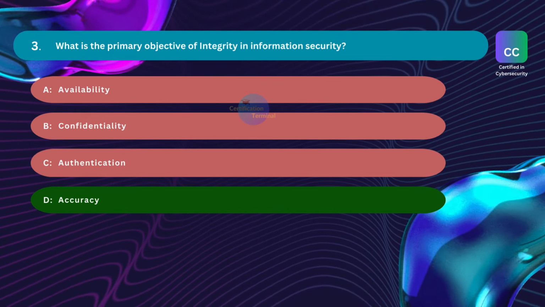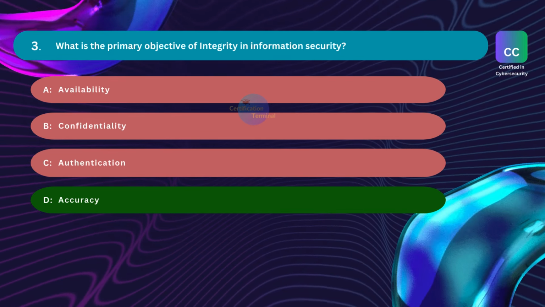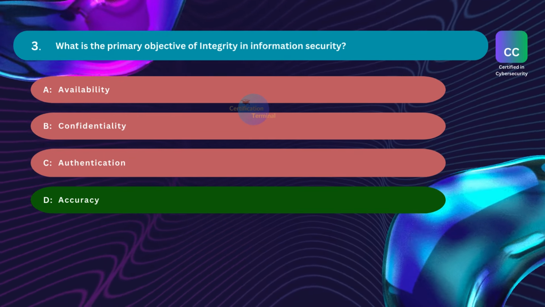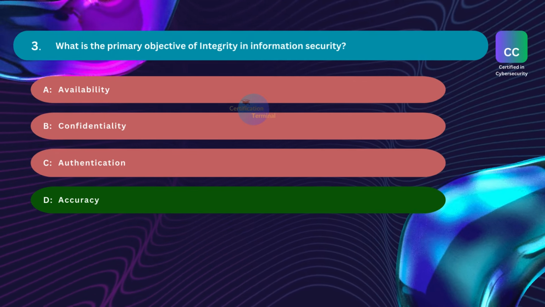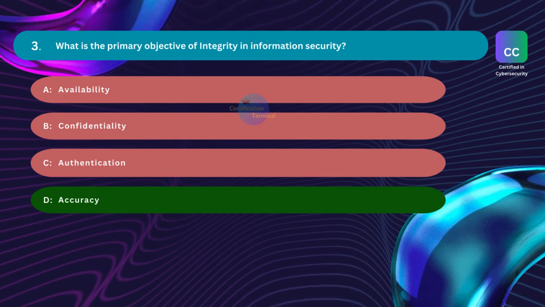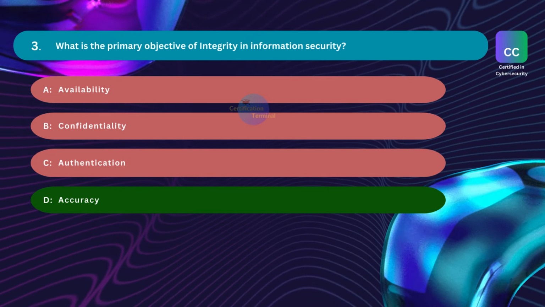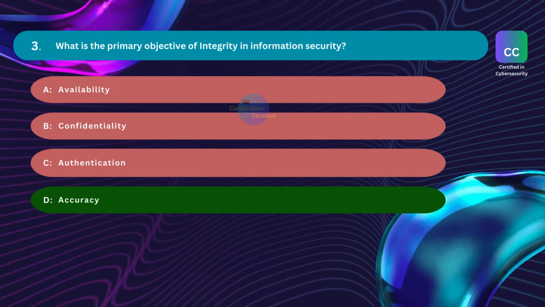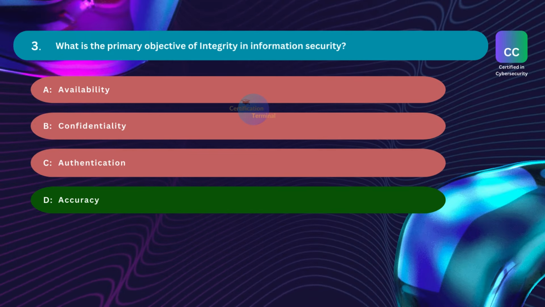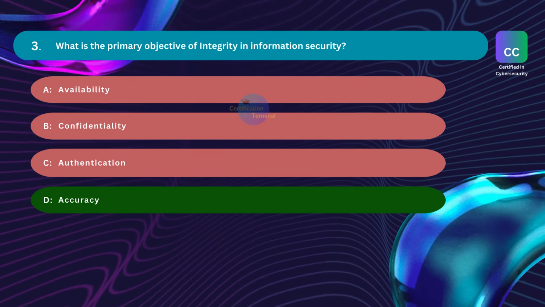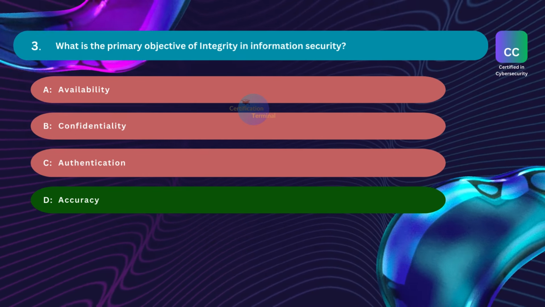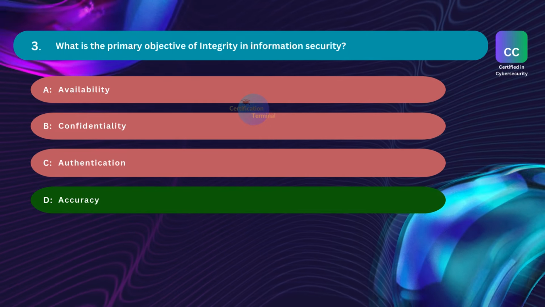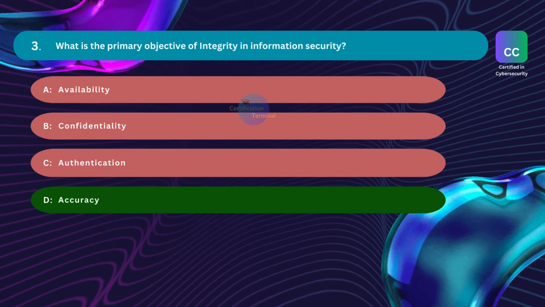Option C, authentication, is incorrect. Authentication is the process of verifying the identity of a user, system, or entity. It ensures that only authorized individuals or systems have access to specific resources. While authentication is crucial for security, it is not the primary objective of integrity. Integrity is more concerned with the accuracy and reliability of the data itself, rather than the verification of identities.